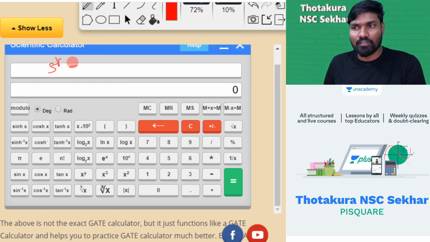5 radian means converting degrees: 5 into 180 by pi. Now instead of storing pi by 180, we'll store 180 by pi. That's it. So it's all the same. Now next operation, powers, guys.